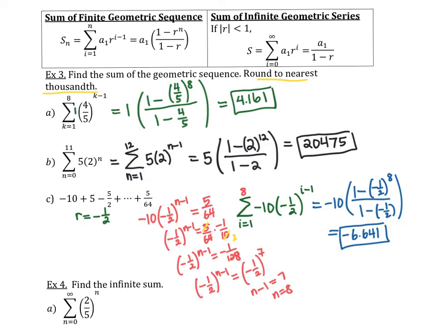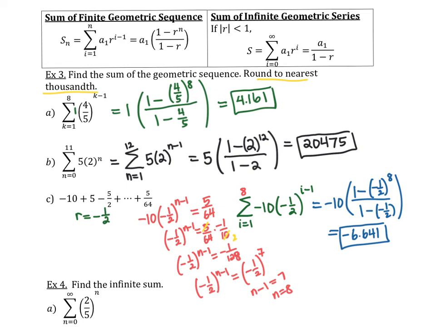If you're off using your calculator, make sure you have parentheses around your -1/2 before you raise it to the 8th, because it's going to turn it to a positive. Make sure you have parentheses around the numerator, and then divide it by the denominator. Keep playing with your parentheses until you figure out what the mistake is.